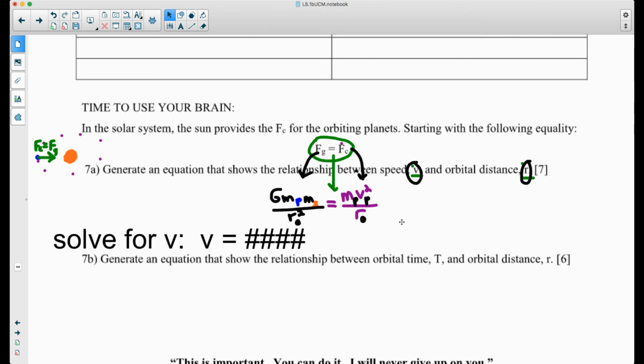So there are things that will cancel. There are things that will not cancel. The subscripts matter. Mass of the planet are the same thing. Mass of the planet and mass of the sun are not the same thing. Radius of the orbit are the same thing. So there are things here that will cancel. Solve for V.